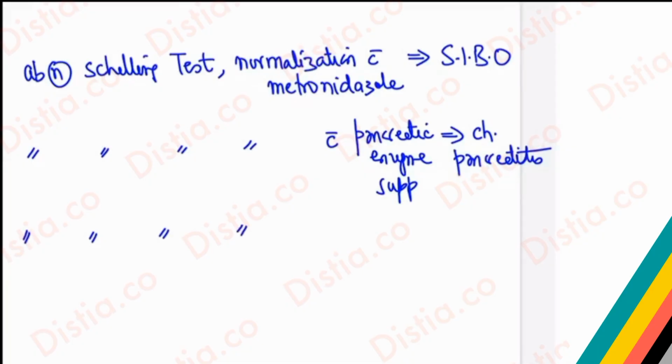If you get a question that says an abnormal Schilling's test is present in a person and there is a normalization occurring, but this normalization is occurring with intrinsic factor supplementation, then you know that the diagnosis is type A gastritis.